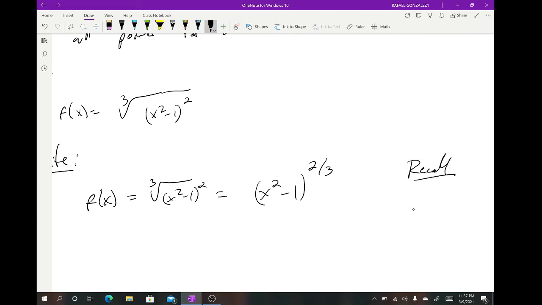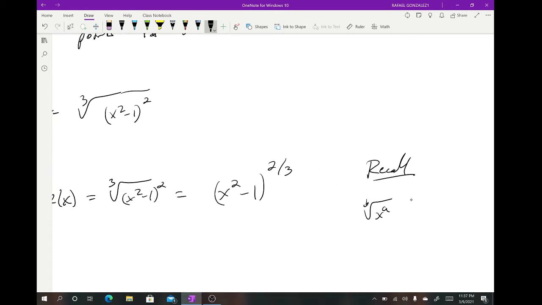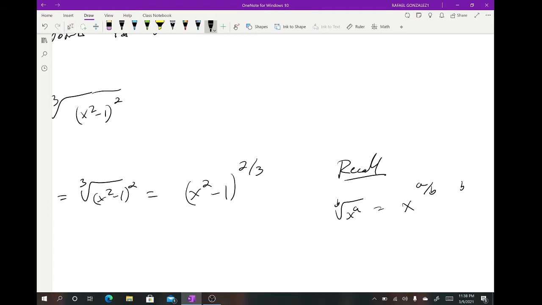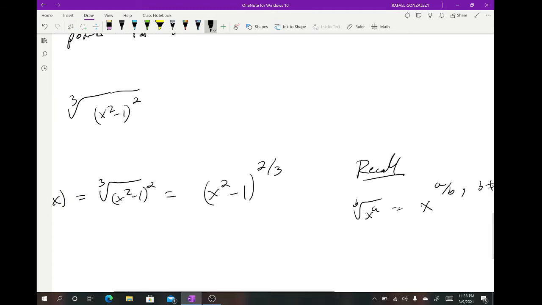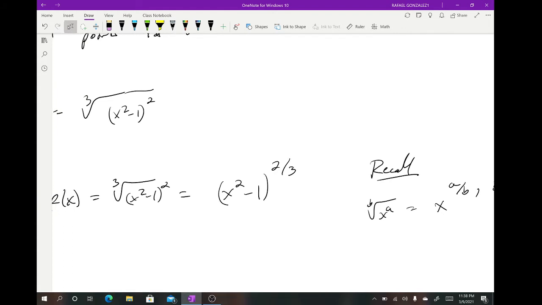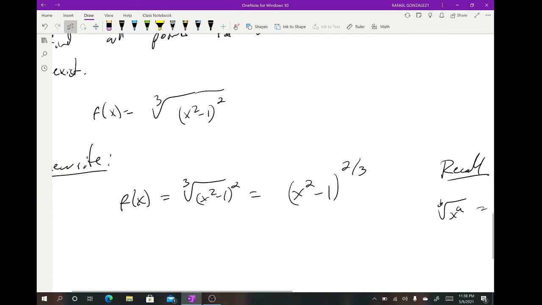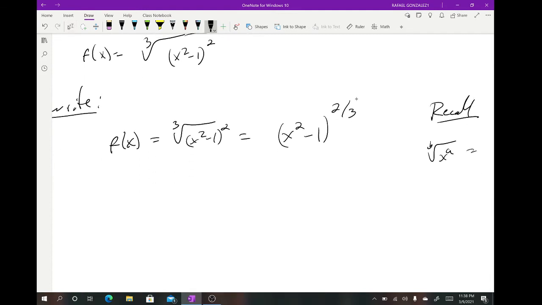So recall, if you have x to the a, and you're taking the b-th root of that, that is the same thing as x to the power a over b. And clearly b is not equal to 0. Okay, so that's the particular fact I'm using here. Now that we have rewritten this, we can see that this is going to be a case of the power rule. So let me just once more rewrite the power rule.